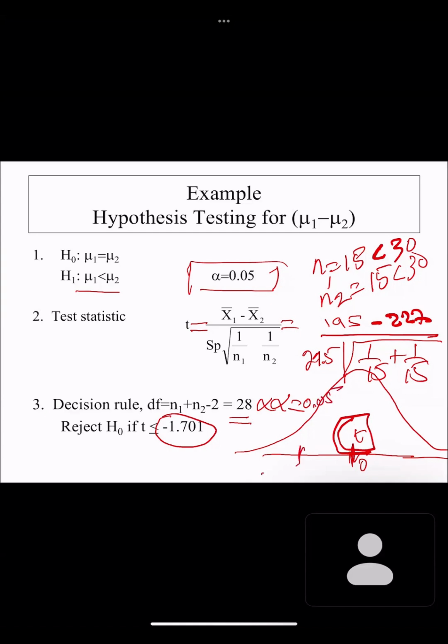So it is minus 1.701. This is my decision rule. This means that any value of the test statistic that falls less than minus 1.701 is reject, and any value that is greater than minus 1.701 is to accept H0. All this is H0.